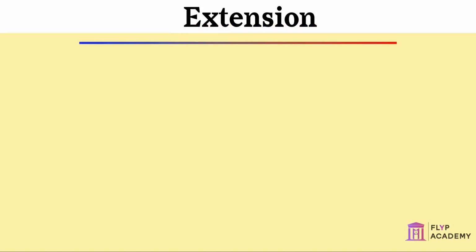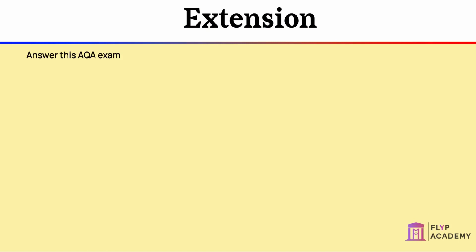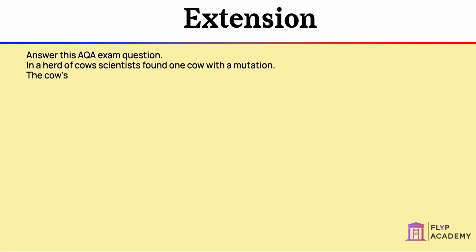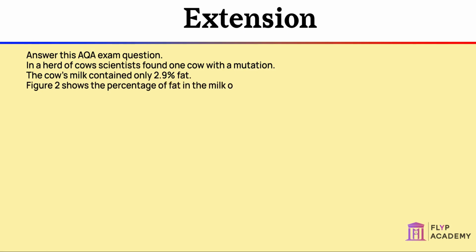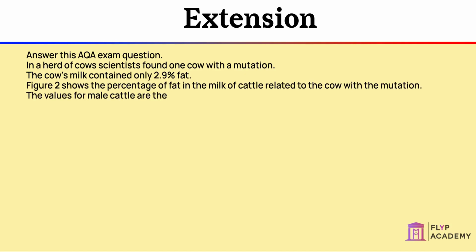Extension: answer this AQA exam question. In a herd of cows, scientists found one cow with a mutation. The cow's milk contained only 2.9% fat. Figure 2 shows the percentage of fat in the milk of cattle related to the cow with the mutation. The values for male cattle are the mean values of their female offspring.